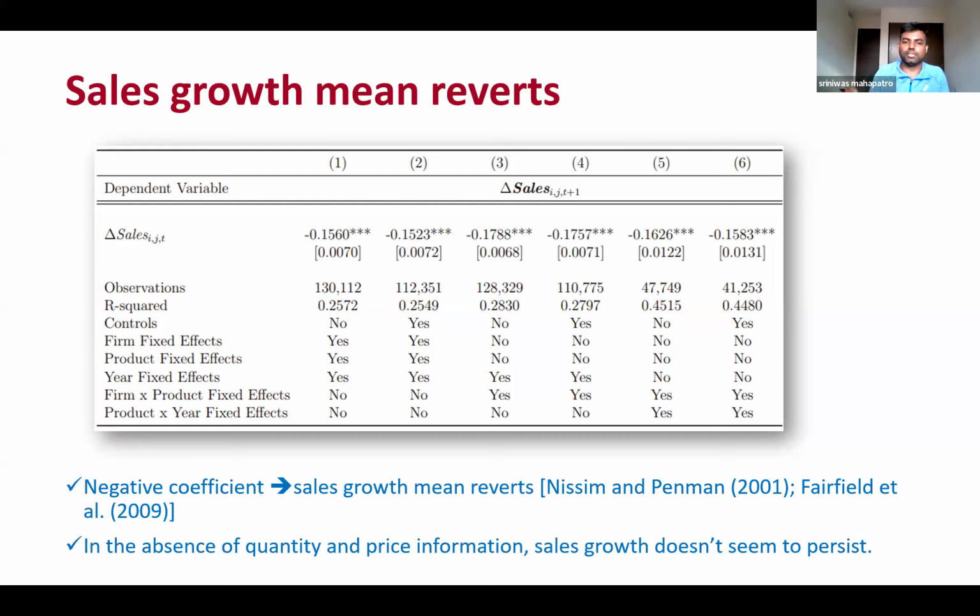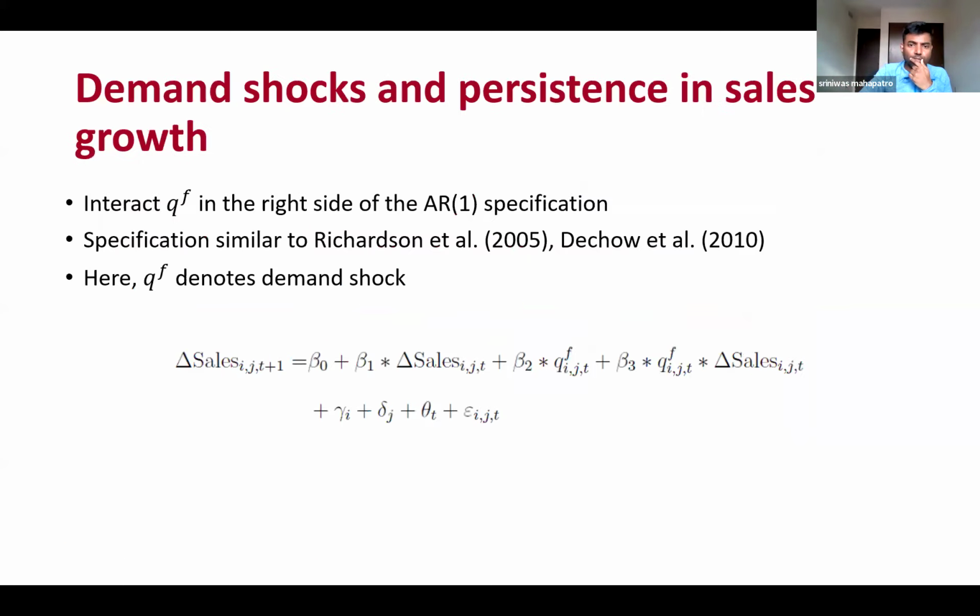We are just playing on the sales growth. And what we find is, as expected, there is a sales growth mean reversion. So in the next model, we include this quantity growth factor, which I was proxying for demand shift, or the change in quantity growth relative to the change in sales growth, so that we interact it on the right side.